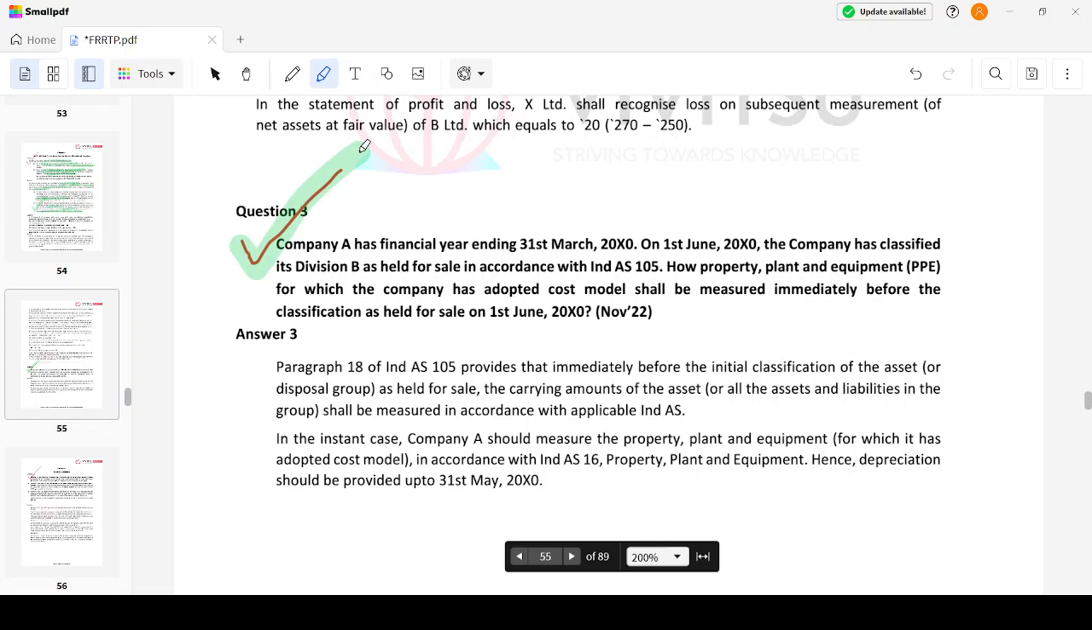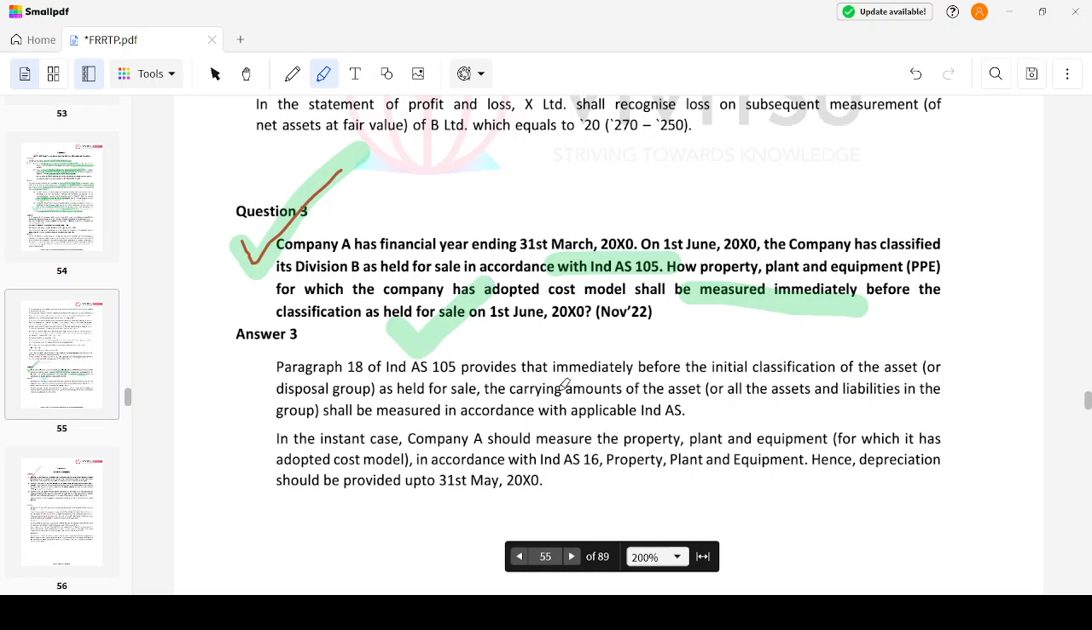Company A has a financial year ending 31st March 20x0. On 1st June 20x0, the company classified division B as held for sale in accordance with 105. How should the property, plant, and equipment for the company, on a cost model, be measured immediately before the classification as held for sale on 1st June 20x0?